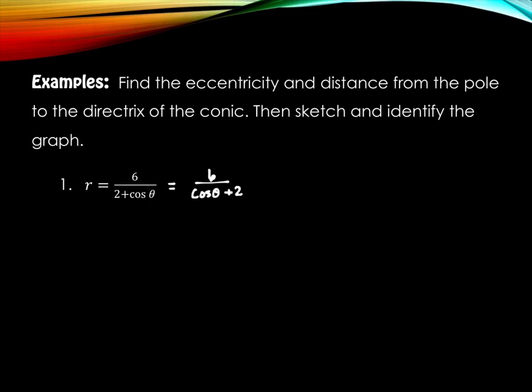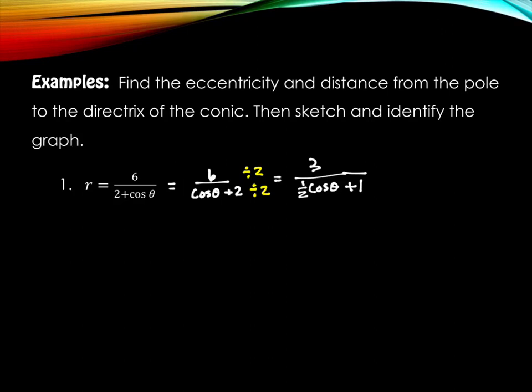But again, we want it to be a 1 at the end. So what we will do is we will actually divide the top and the bottom each by 2 to get that to happen. So that gives me 6 on the top turns into a 3. And then we have a 1/2 cosine of theta plus 1. So in doing this, we can now identify several pieces.